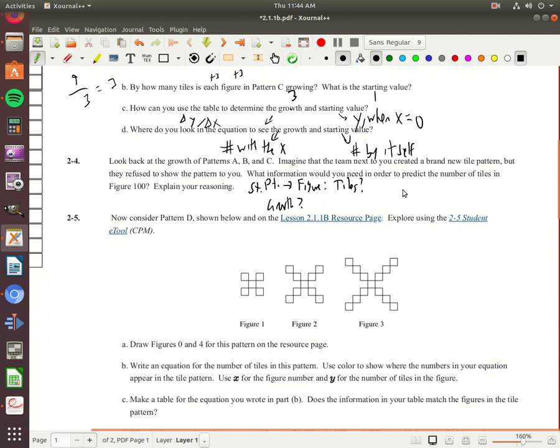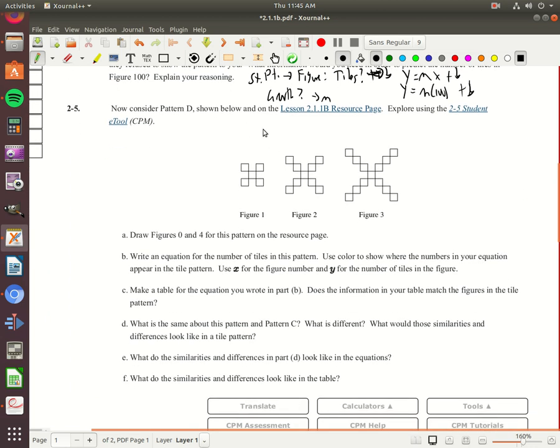Once I had these things, I can write the equation, and I would just plug 100 in for the x. I would multiply that by the growth, which is m, and then I would add that to the b, which is our starting point, and that would give me how many tiles were in that one.